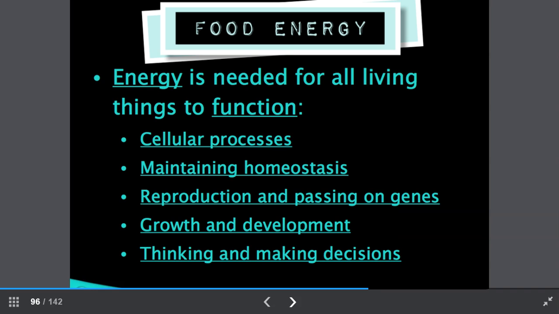Food energy. Energy is needed for all living things to function. It enables us to have cellular processes occurring in our bodies. It maintains homeostasis. It allows for reproduction and the passing on of genes. It enables the growth and development of an organism and helps in thinking and making decisions. You ever hear about brain food? This is a great example, thinking and making decisions.